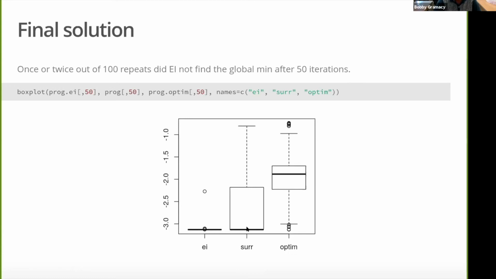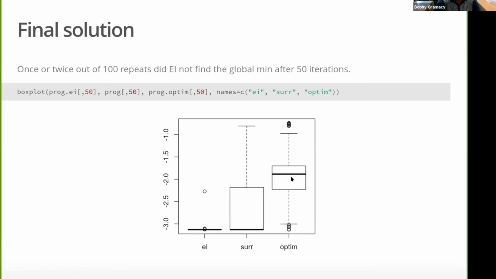The surrogate one, this is how to read these box plots. The median is at the minimum, and the rest are above it. So only half of them are getting the right answer. 99 out of 100 are getting the right answer here. And for optim, all but one or two are getting the wrong answer.